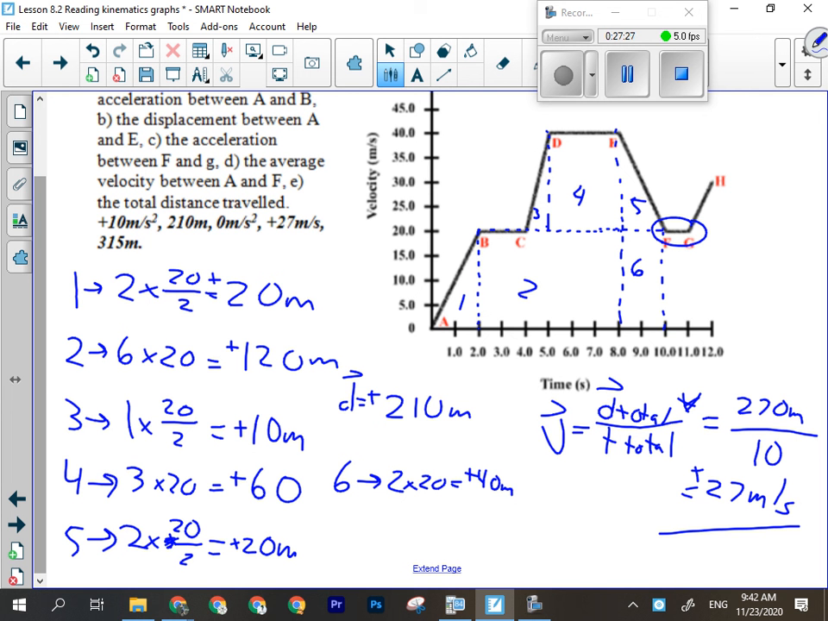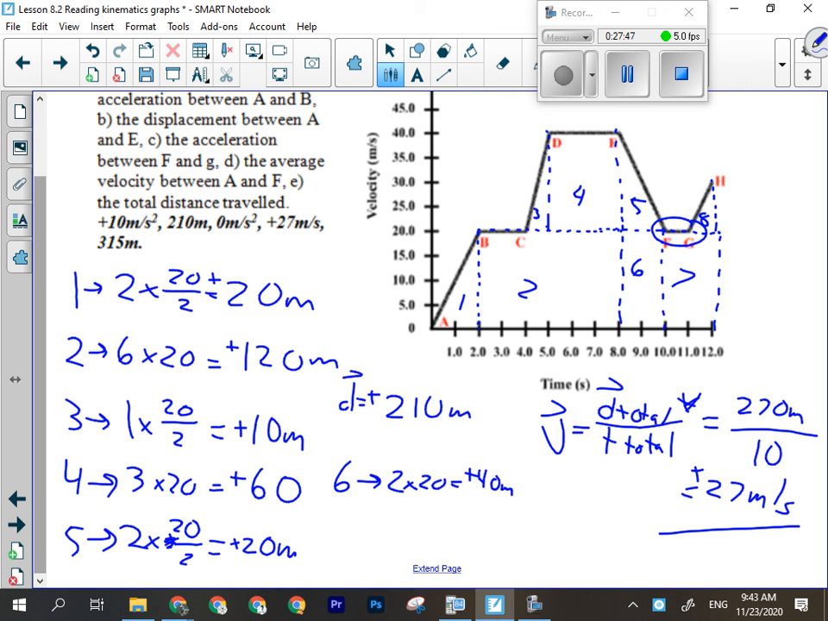So that's how we got the average velocity to part F. The last thing they want is the total distance traveled, which just means I've got a couple more areas that I need to calculate. So I'm going to extend this rectangle all the way over to here. We'll call that 7, and we'll call that triangle there 8. I know it's not very straight, but okay.